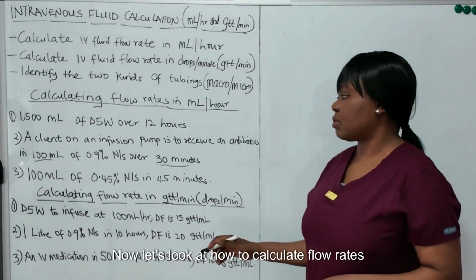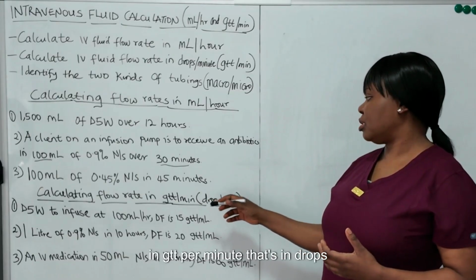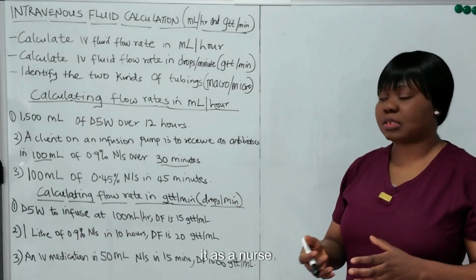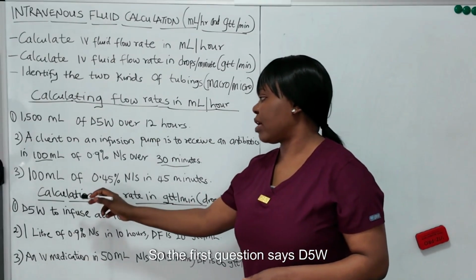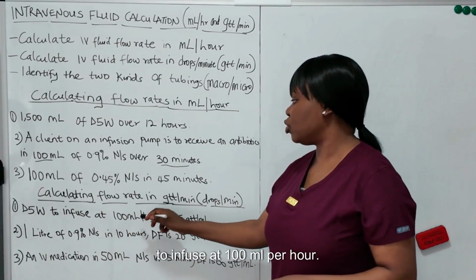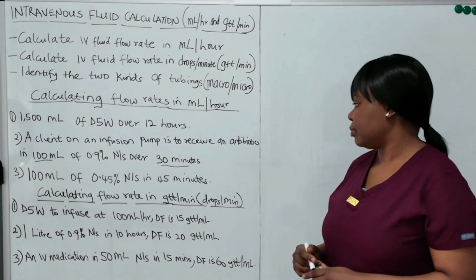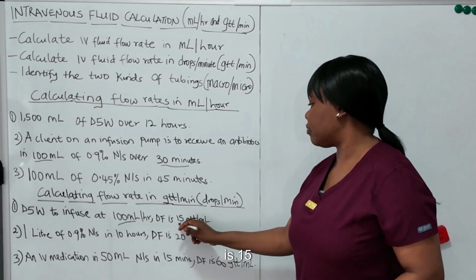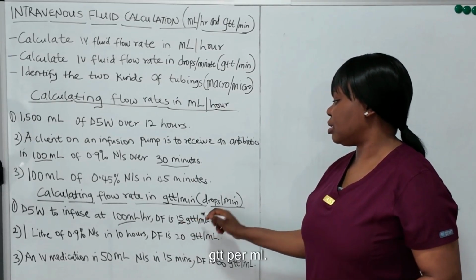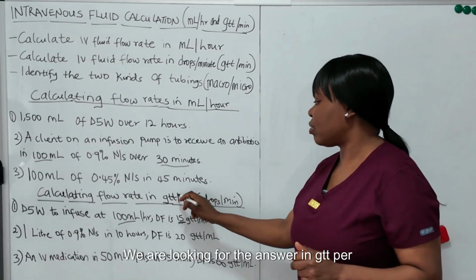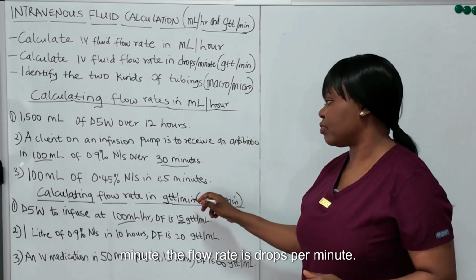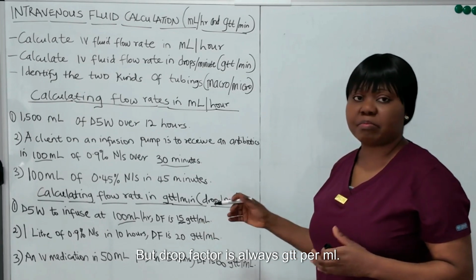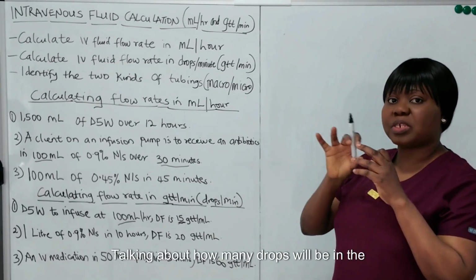Now let's look at how to calculate flow rates in gtt per minute. That's in drops per minute when you are manually regulating it as a nurse. So the first question says D5W to infuse at 100 ml per hour. Take note of this, 100 ml per hour, and the drop factor is 15 GTT per ml. Don't confuse this. We are looking for the answer in GTT per minute, the flow rate, drops per minute. But drop factor is always GTT per ml, talking about how many drops will be in the chamber.